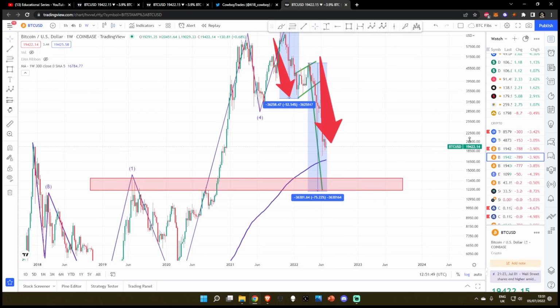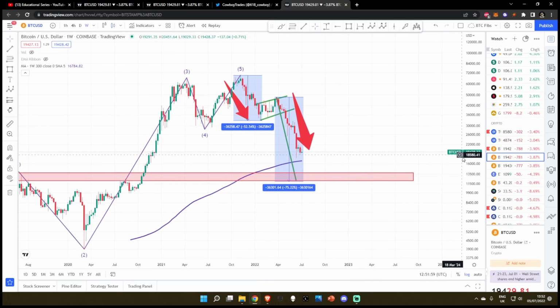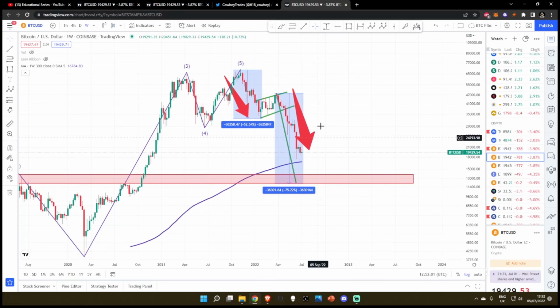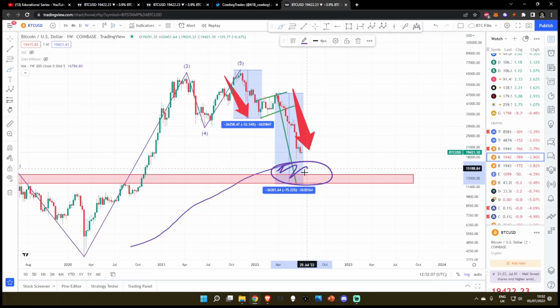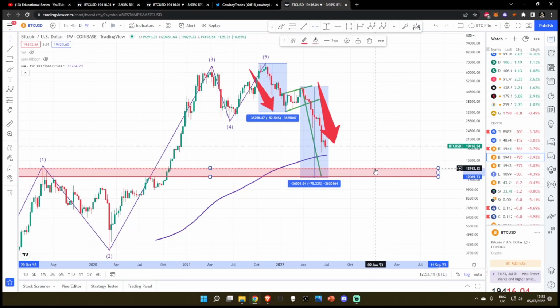Now, I really do have to emphasize, I do not think that Bitcoin is going to go this low. I don't think Bitcoin is going to 12,000. Once again, I could be wrong. It's not like I have a crystal ball, but nonetheless, I do think within this region, between the 300-week moving average and down to these levels, this is where I personally plan on picking up a large majority of Bitcoin.